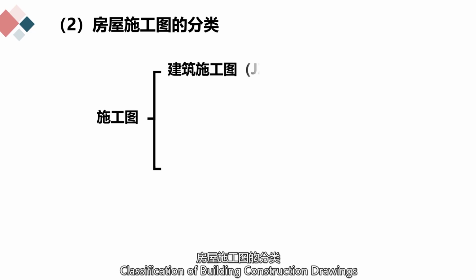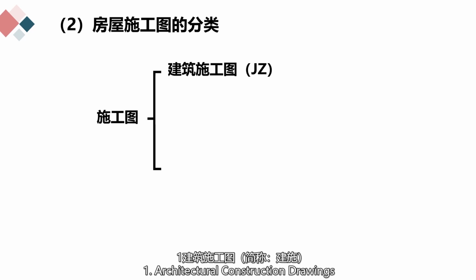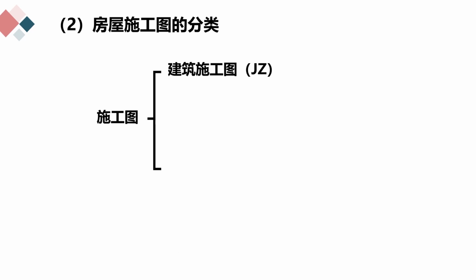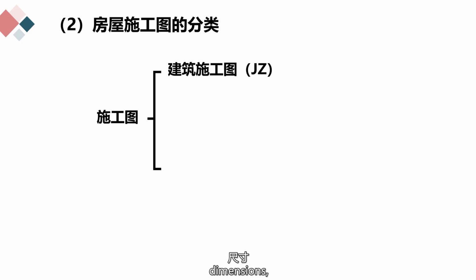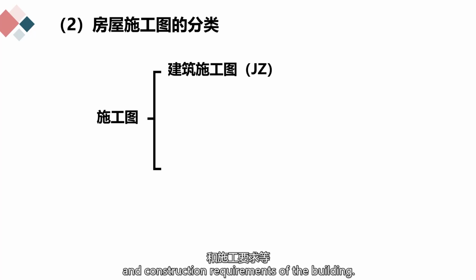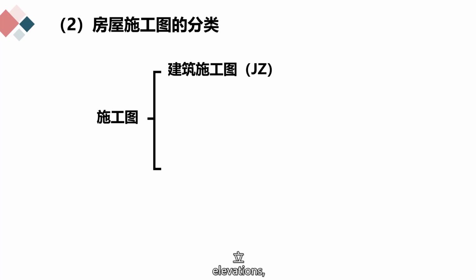Classification of building construction drawings. 1. Architectural construction drawings, referred to as JZ for short. These mainly express the internal and external shapes, dimensions, structural construction, material specifications, and construction requirements of the building. The basic drawings include the general layout plan, architectural plans, elevations, sections, and architectural details. 2.